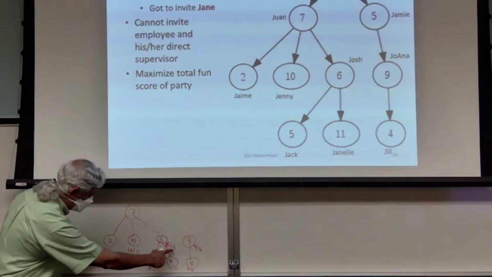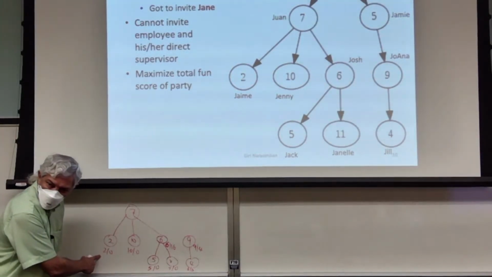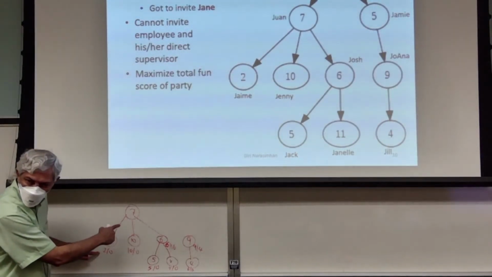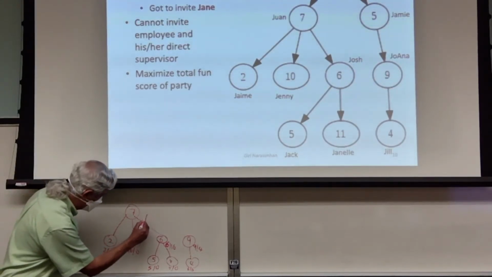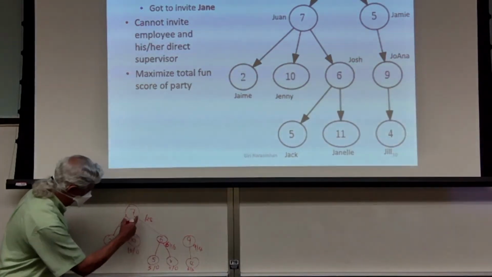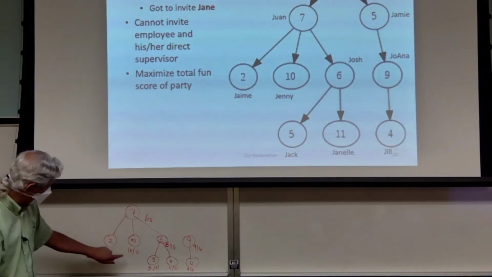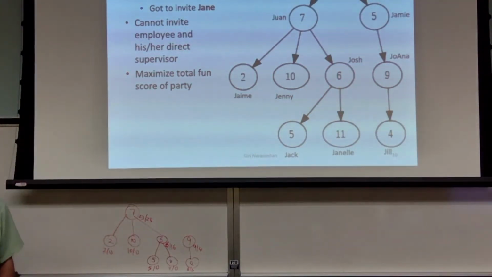So you can take the larger of all of these, 16 plus 10 plus 2, right? And that's going to be the without score. So the without score is 28. What is it with? 7 plus this plus this plus this, so that's 23. Cool?